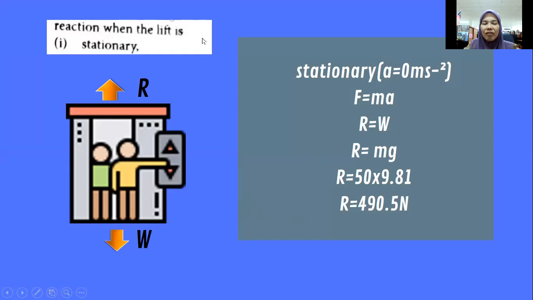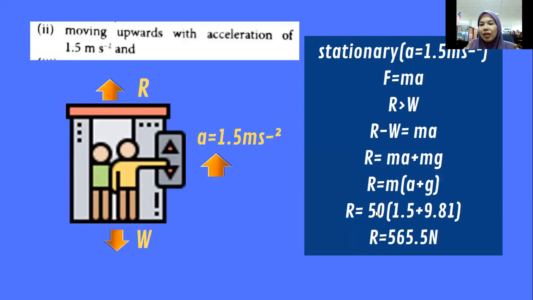Next, the reaction force when the lift is stationary. You have to find R when the lift is stationary. Stationary means acceleration is equal to zero. F is equal to ma from Newton's second law. You're going to use Newton's second law in this whole topic. R is equal to W because a is equal to zero, so R is equal to mg. Substitute 50 times 9.81, and you will get the reaction force is equal to 490.5 newton.